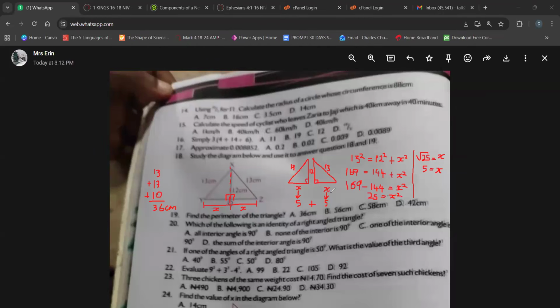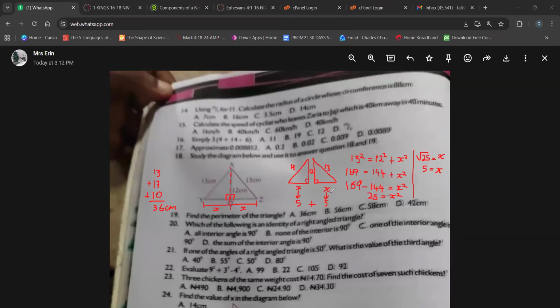Number 20. Which of the following is an identity of a right angle triangle? When they say identity, what is that thing known for? That's another way of saying the question. What is it known for? Let us look at the options.